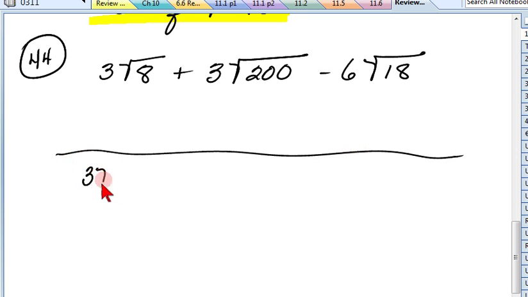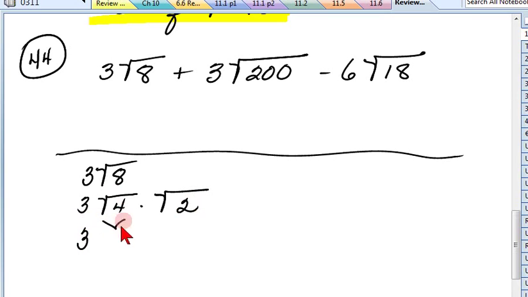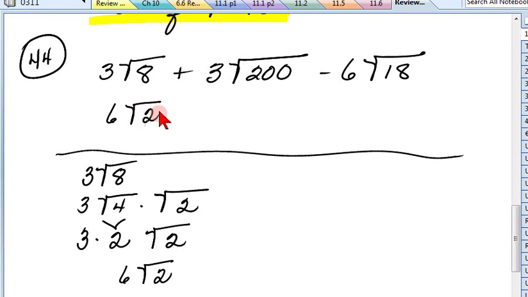I have 3 times the square root of 8. Keeping the 3, can you simplify the square root of 8? Blank times blank. 4 times 2. Keep the 3. The square root of 4 is 2, and that's times the square root of 2. And 3 times 2 is 6 times the square root of 2. I'm going to send that up here and put 6 times the square root of 2 underneath that, plus.